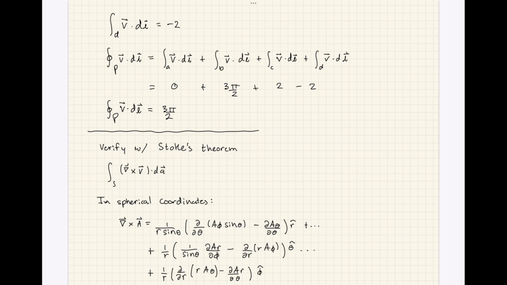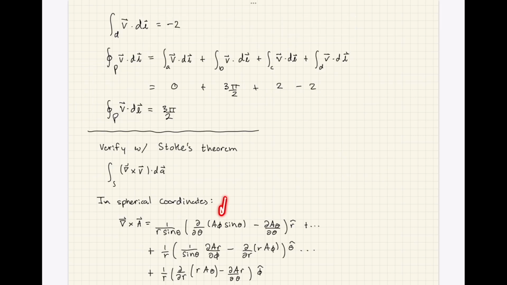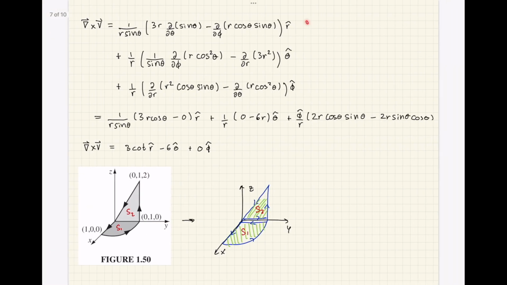So first, I need to calculate the curl of the vector field. The curl of the vector field in spherical coordinates is given by this equation. This is the r component of the vector field, this is the theta component of the vector field, and this is the phi component of the vector field. I plug those components into here. And after evaluating the derivatives, doing some simplifications, I am left with 3 cotangent theta r hat minus 6 theta hat plus 0 phi hat. And you can pause for the details.